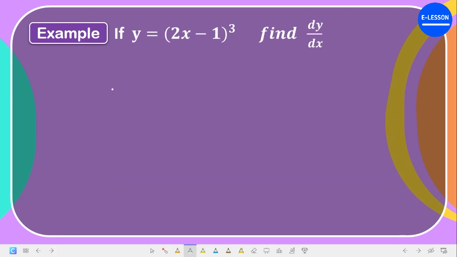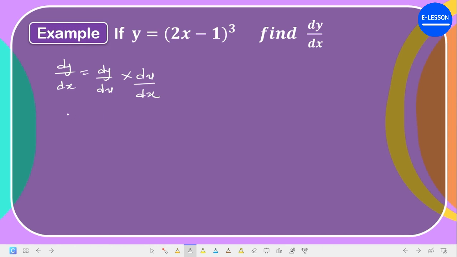Now, how about you are given something like this? We are going to use a rule called the function of a function. The function of a function says that if you are given y equals something, you use the formula dy/dx is equal to dy/du times du/dx. Now we are going to use two methods, the normal method and the shortcut.